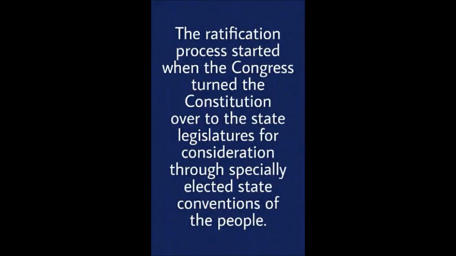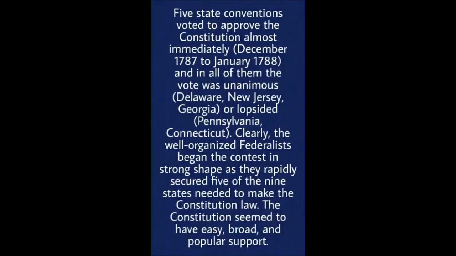The ratification process started when the Congress turned the Constitution over to the state legislators for consideration through specially elected state conventions of the people. Five state conventions voted to approve the Constitution almost immediately, December 1787 to January 1788, and in all of them the vote was unanimous: Delaware, New Jersey, Georgia, or lopsided: Pennsylvania, Connecticut.